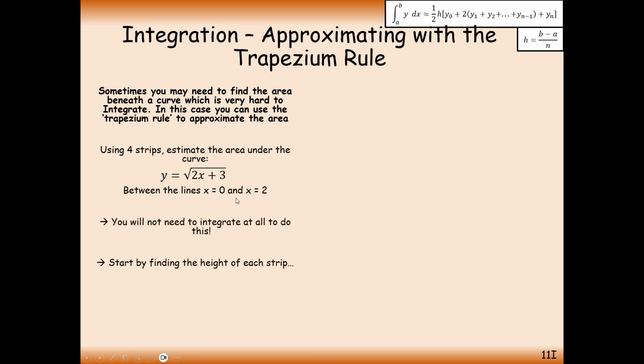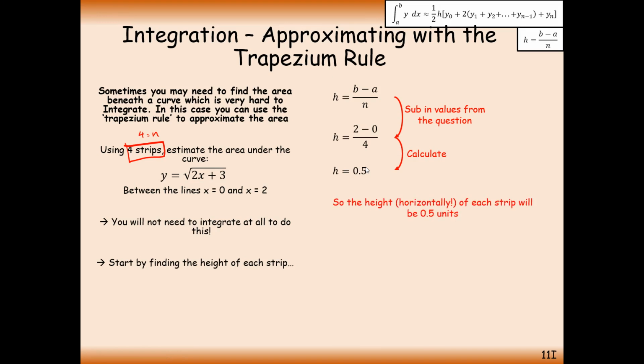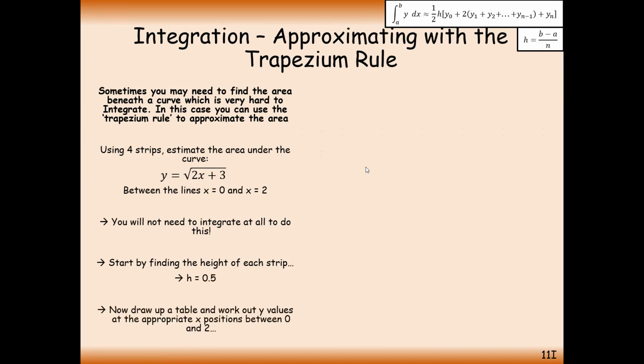So all we have to do is, first of all, calculate the width of each trapezium, which will be 2 minus 0 divided by 4. Number of strips here is 4, and that's the value of n that we are using in our calculation. Therefore, we have 0.5 for h. Now, let's see what we do next.